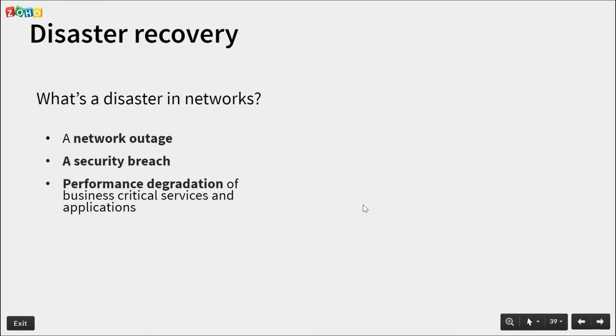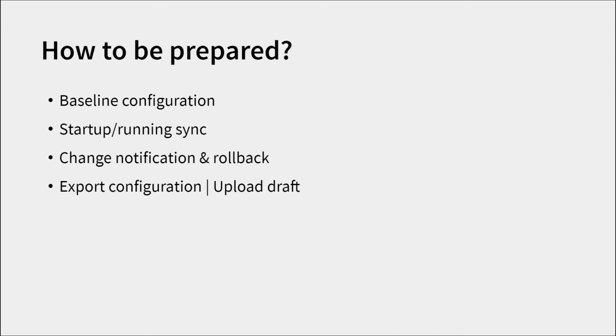So moving on to disaster recovery. What is a disaster in a network? A disaster can be anything like a network outage, a security breach, performance degradation, etc. In that case, you have to be prepared to combat a disaster. Network Configuration Manager helps you to overcome disasters in the following ways. One is baseline configuration, and then startup running configuration sync, change notification and rollback, and exporting configuration.